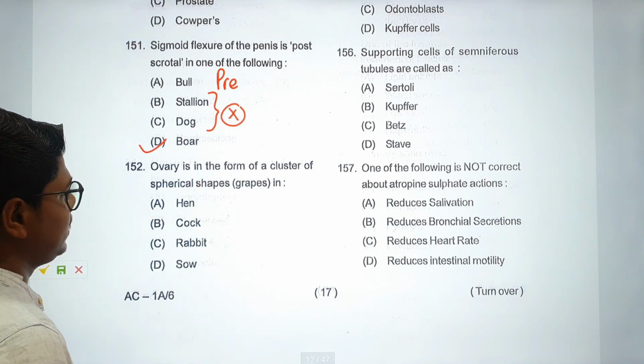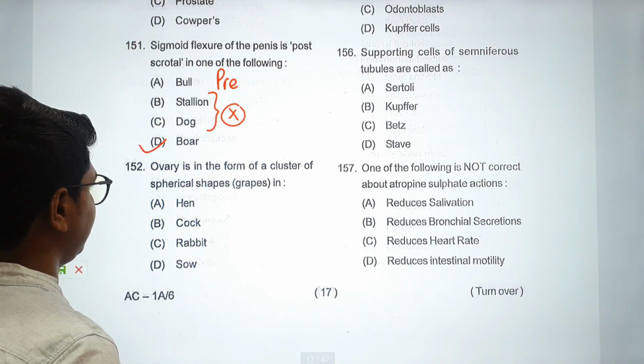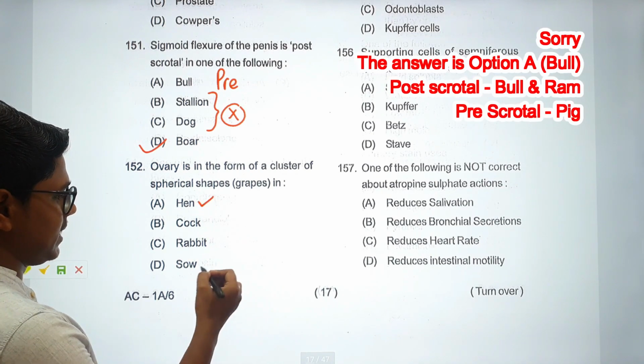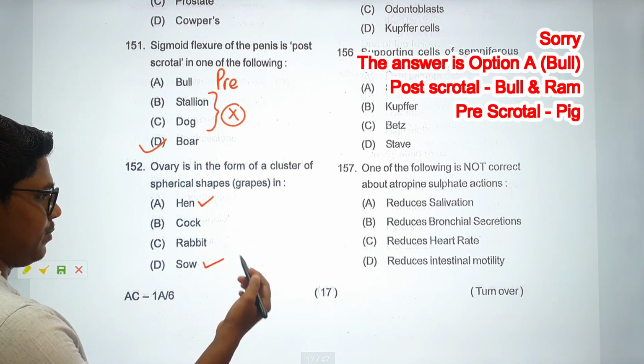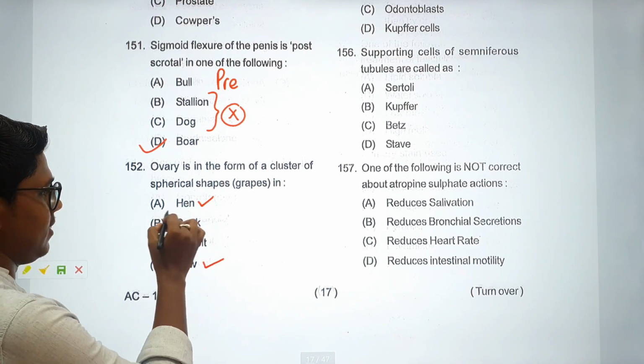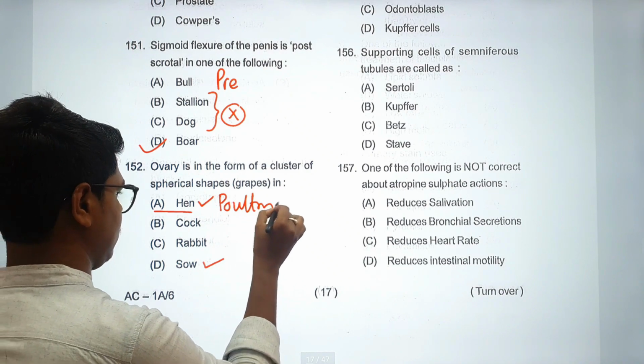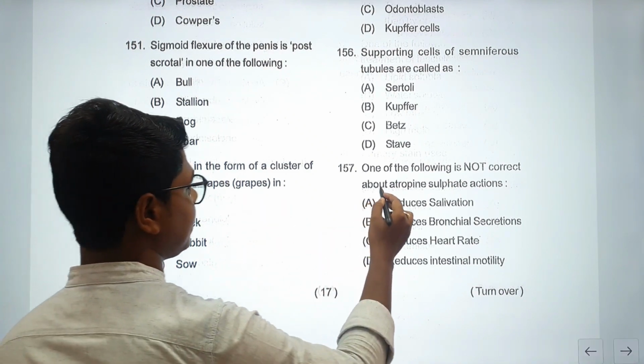Okay, ovary is in the form of a cluster of spherical shapes, or grapes. It is present in the shape of grapes in hen and also pig, but it is more prominent as grapes in hen, in poultry. Okay.